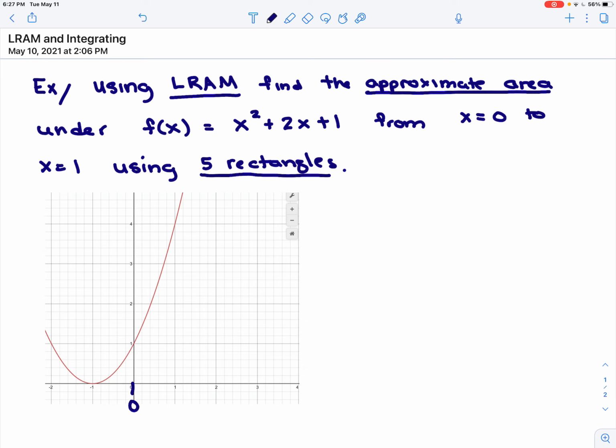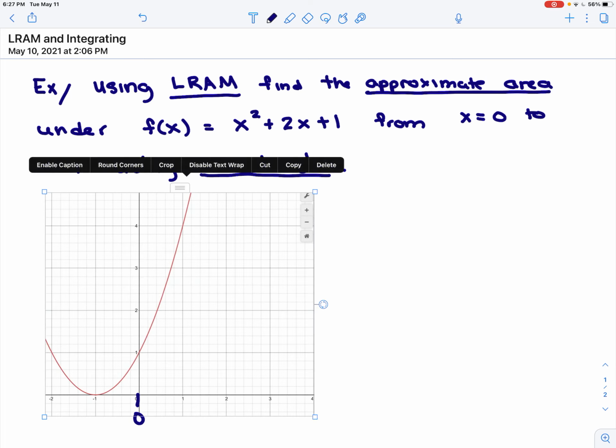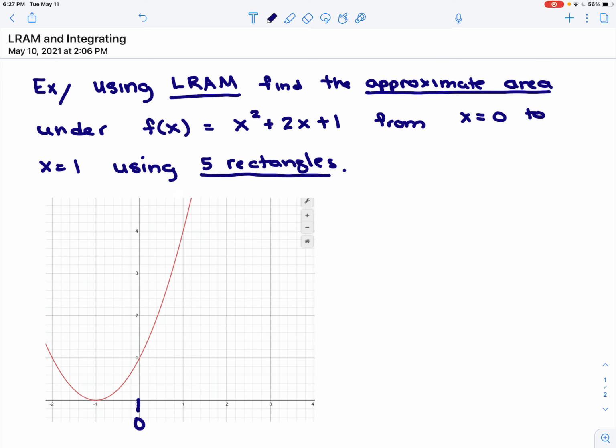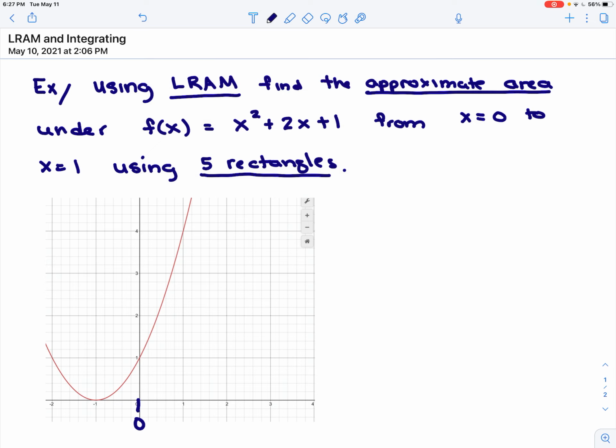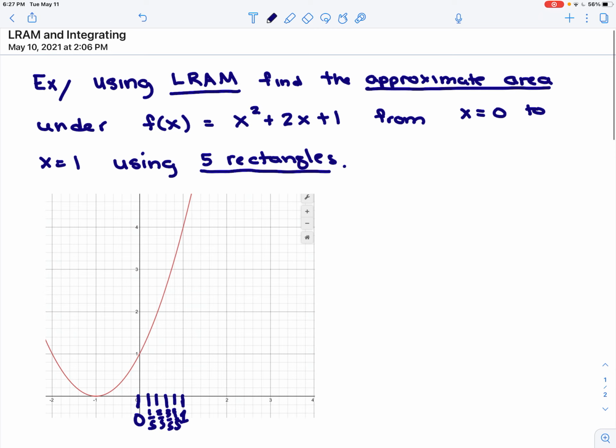All right, so we're going to go from 0 up to 1. So maybe let's just stretch this out a little. Up to 1. And then we're going to divide this up into 5 rectangles. And I did that already. 1, 2, 3, 4, 5. So this will be 1/5, 2/5, 3/5, 4/5, and 5/5.